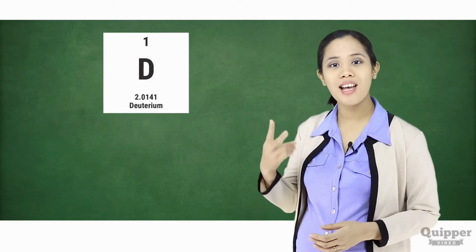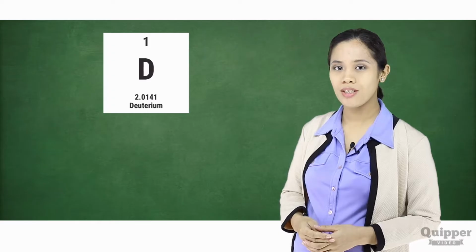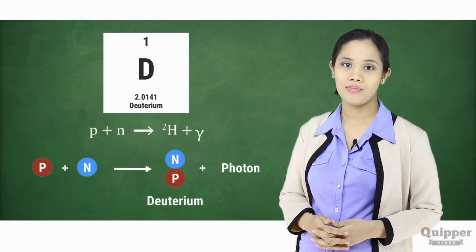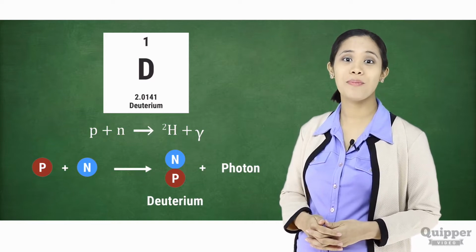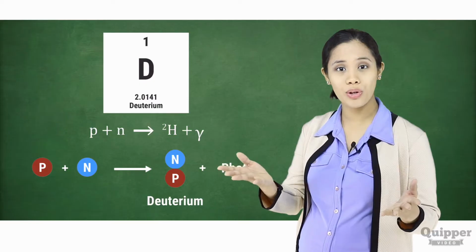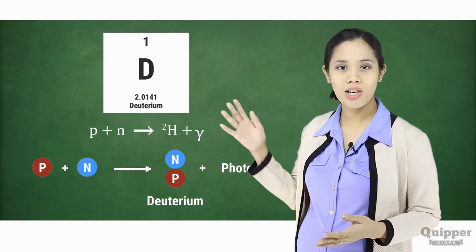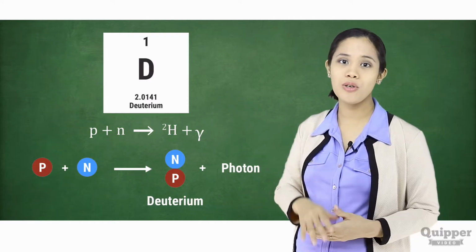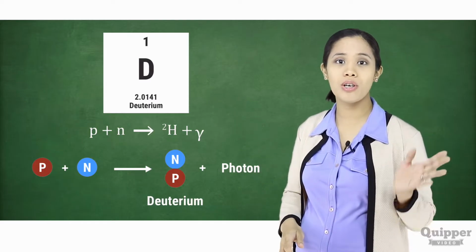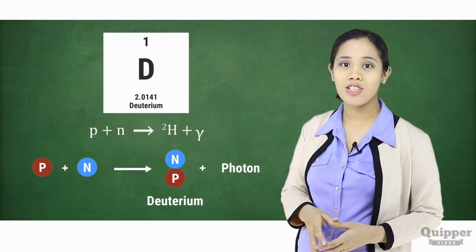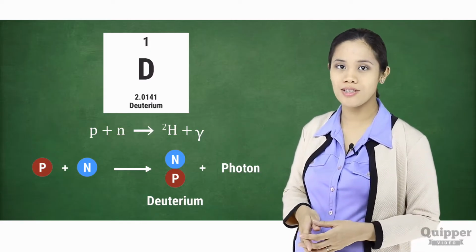Deuterons were the second nuclei to be formed. They are the nuclei of deuterium. They were made when protons and neutrons fused and emitted photons. We can read the nuclear reaction equation as proton plus neutron yields H-2, or deuterium nuclei, plus gamma rays. Recall that gamma rays are composed of energetic photons.